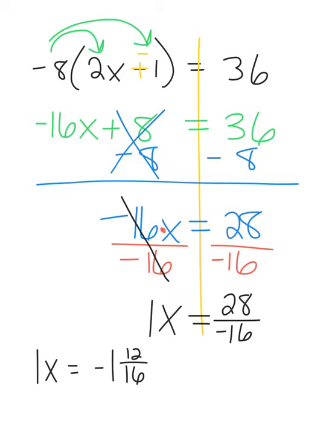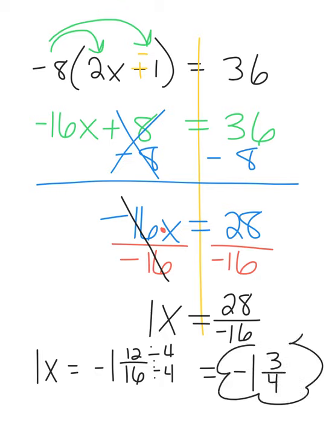So 16 goes into 28 1 time. 12 are left over. Now if we want to simplify a little further, we can divide both of these. What numbers is 12 and 16 both divisible by? 4. So our answer for x could be a negative 1 and 3/4. Okay, all those fractions are equivalent to 28 divided by negative 16. You don't need to change it to a decimal, leave it as a fraction. And that's it. Solving multi-step equations.